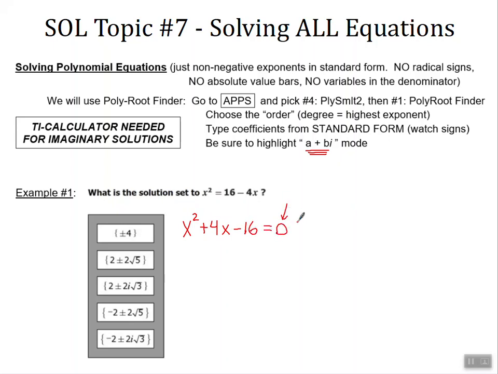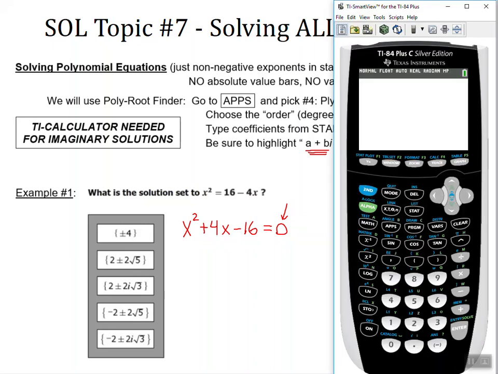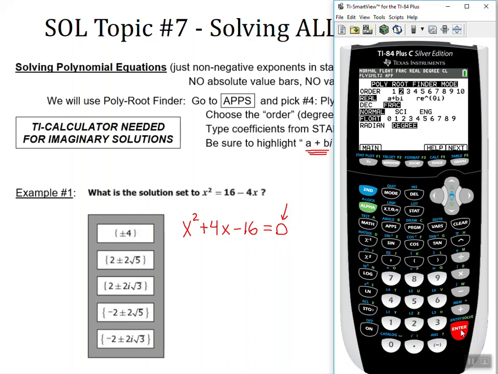We must see our 0 to be in standard form. Our terms must be in declining degrees, so the x squared term and then the x to the first term and then our constant. And once we have that, we can use our calculator. So let's pull up our TI calculator. We're going to hit the Apps button, that's right here. We're going to select number 4, which is the Polysymult 2 program. We're going to hit any key. I'll just hit enter. And then number 1, the polynomial root finder. This will find our roots, our zeros, our solutions.